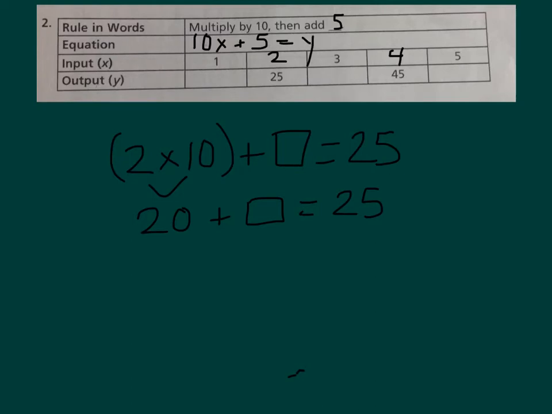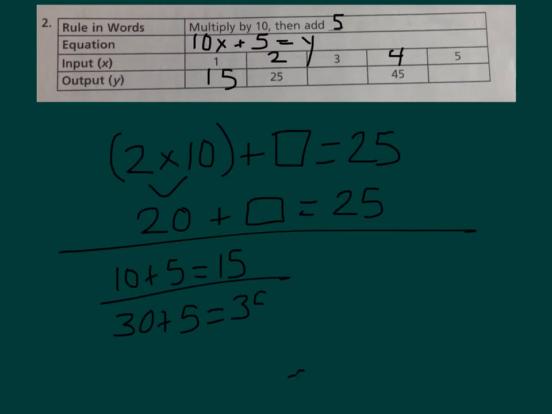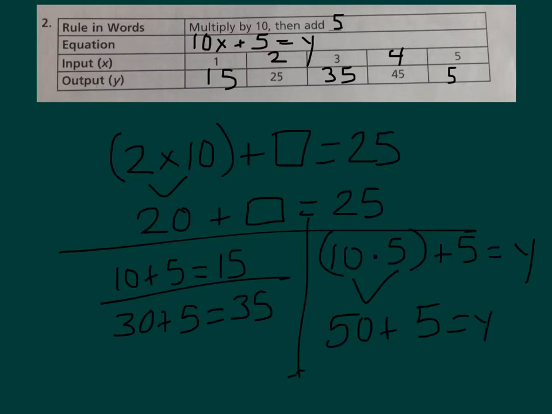So now if I look for number 1 here, I have 10 times 1 is 10 plus 5 is 15. Here I have 3, so I have 10 times 3 is 30 plus 5 equals 35. We already did the next one. And then, of course, you can see the pattern again, but again, don't do that. So for the last one, I have 10 times 5 plus 5 equals y. 10 times 5 is 50, plus 5 equals y, and that gets us to 55.